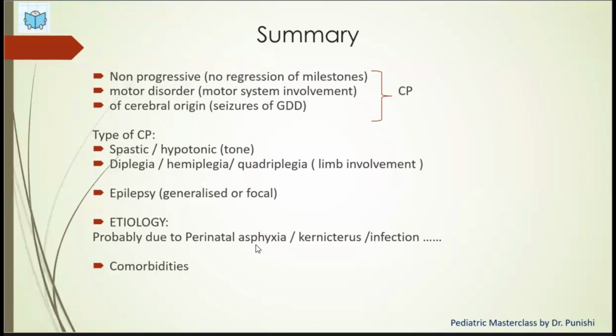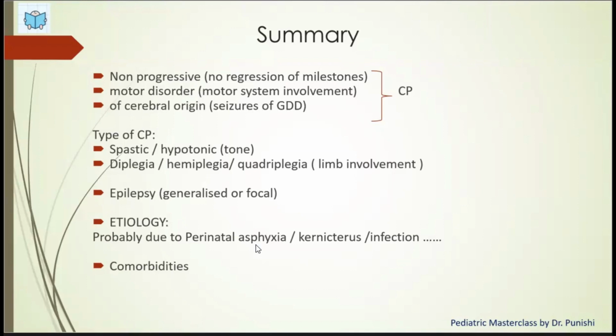What is the etiology? From the history, you'll be able to say whether the child has had a significant birth history, like not crying at birth or requiring resuscitation, or maybe the child developed meningitis in the neonatal period, whatever it is, depending on the history. So you will say the etiology could be perinatal asphyxia, meningitis, or infections, etc.